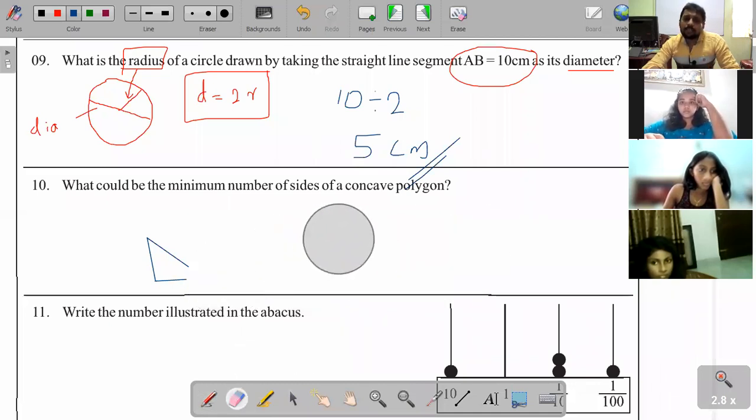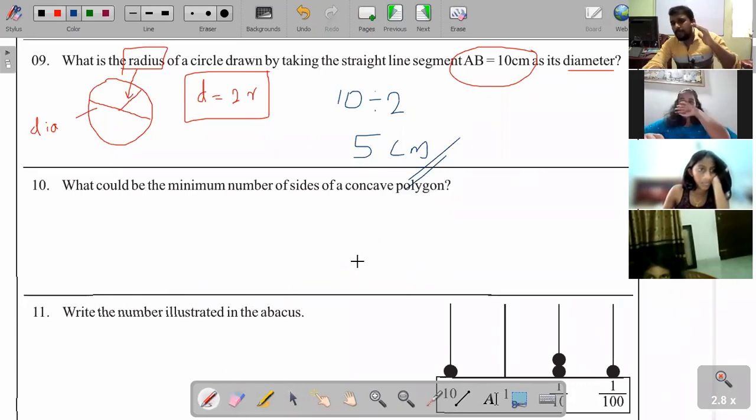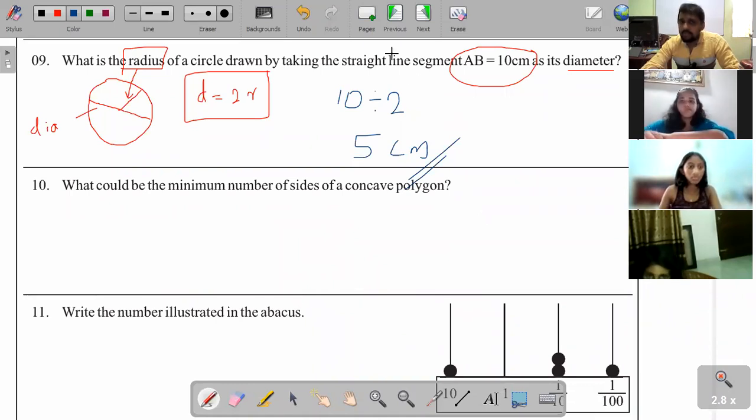This question asks, what could be the minimum number of sides of a concave polygon? What is the minimum number of sides a concave polygon can have? What is the smallest number it can have?